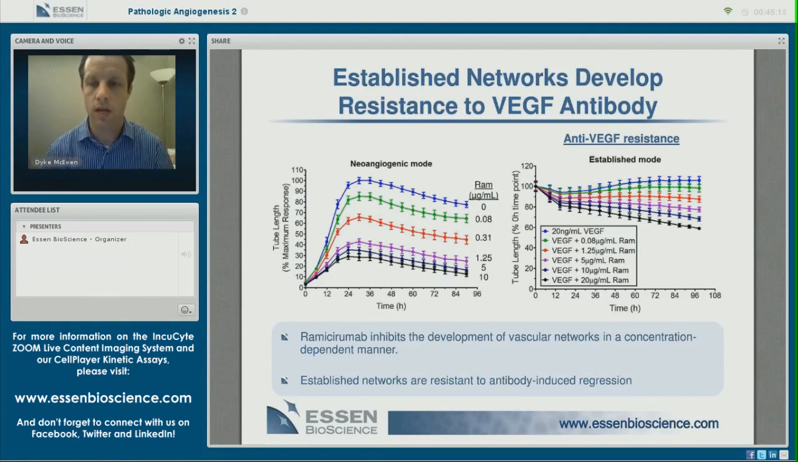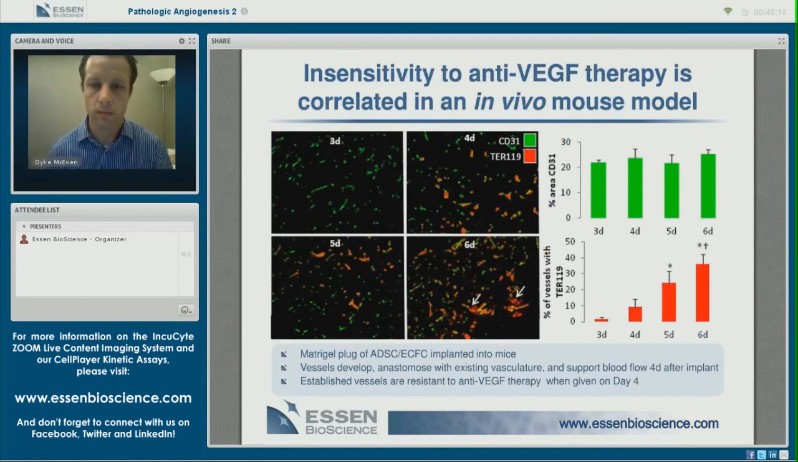While this is nice to see in an in vitro setting, we wanted to confirm this in an in vivo setting, and we did this using a matrigel plug model where we combined these same ADSCs and ECFCs in a matrigel plug and implanted them into mice. We then allowed the vasculature to develop over the next 3 to 6 days, and you see that we do get vascular development, and we are able to quantitate this by staining with CD31. And by day 3, we have vascular development that stabilizes and maintains over the next 3 days.